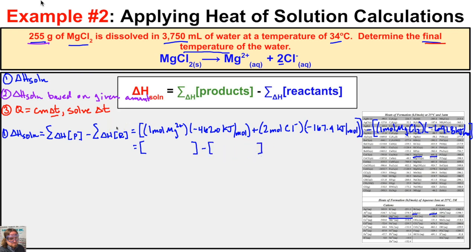If we put all of this into our first bracket, what we're going to end up with is negative 796.8 kilojoules here. And we're going to end up with negative 641.8 kilojoules here. And so when I subtract these two numbers, we will end up with negative 155.